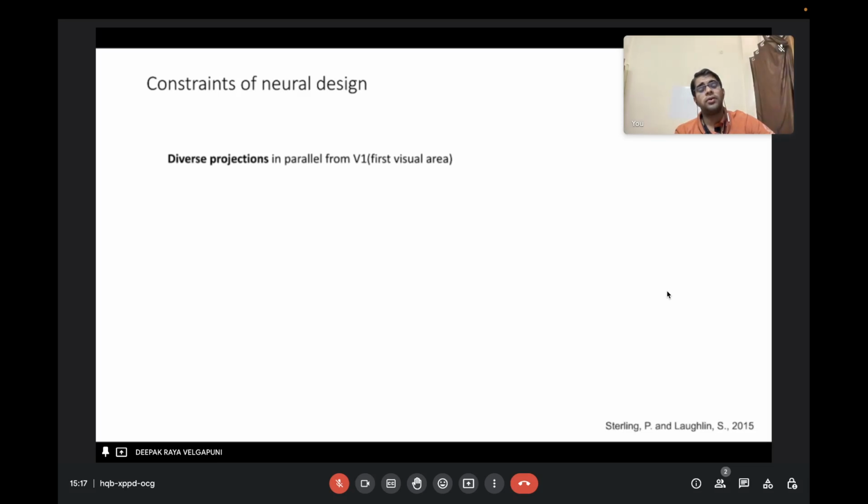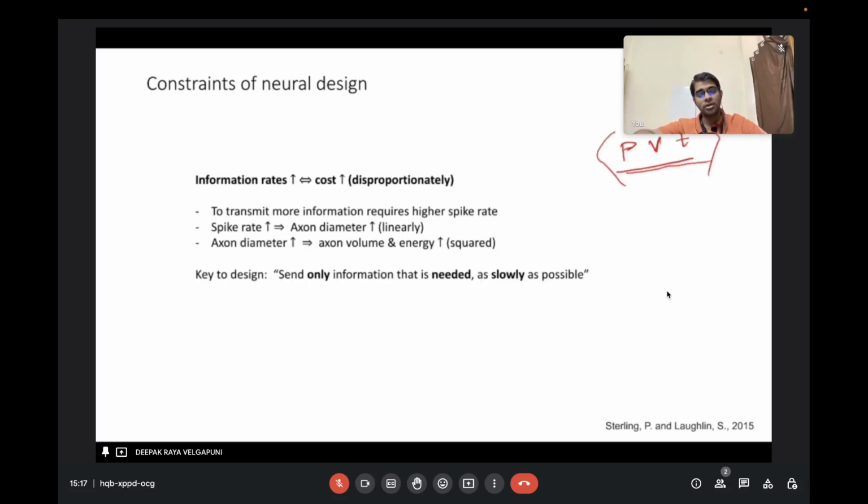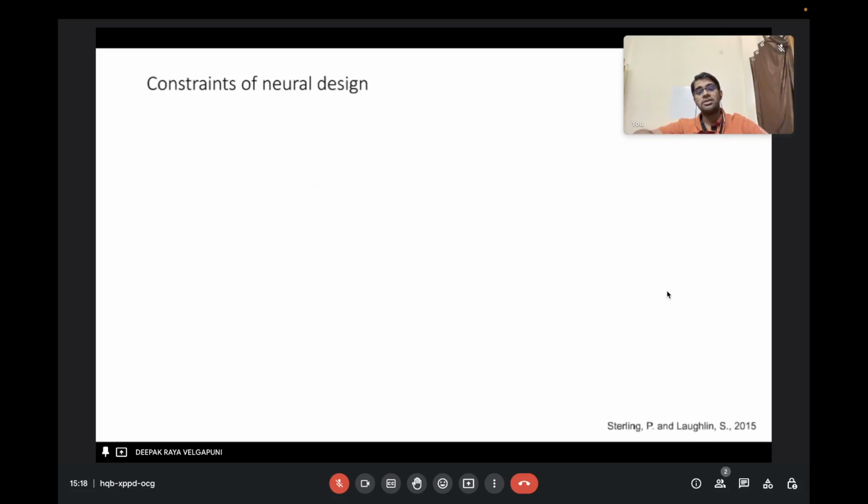Then you have diversity of neurons. Someone can ask the question: why do we need so much diversity in the neurons? If you can divide the information processing into different types of neurons, it helps the neurons to send only information that is needed. As you have seen in the first thing here, send only information that is needed. So this diversity helps in this, sending in parallel only the information that is needed.